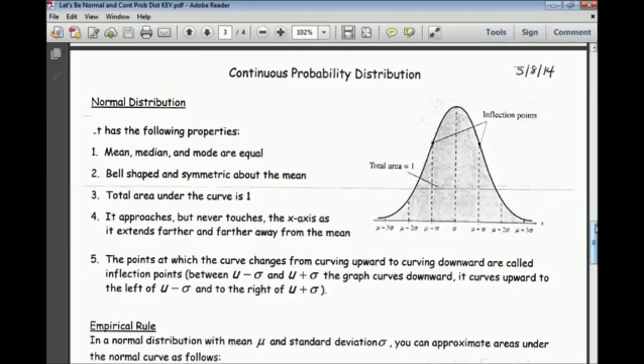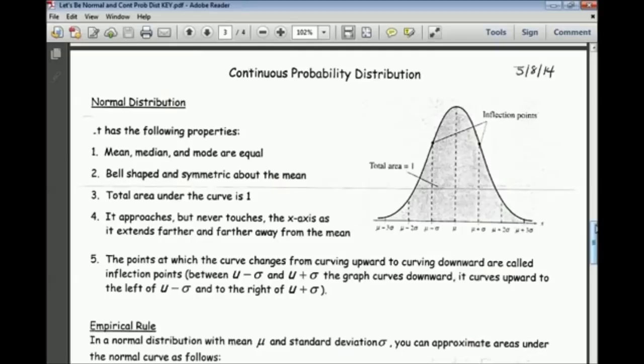Once we have a normal distribution, the mean, median, and mode are all equal. It is bell-shaped. When you hear the word bell curve, what are people talking about? A normal curve, aren't they? It's bell-shaped and symmetric about the mean. The total area under the curve is 1. It approaches, but never touches the x-axis.